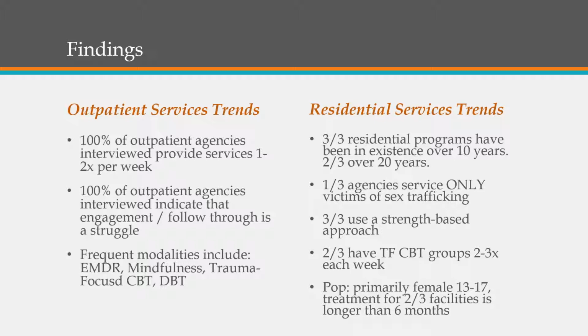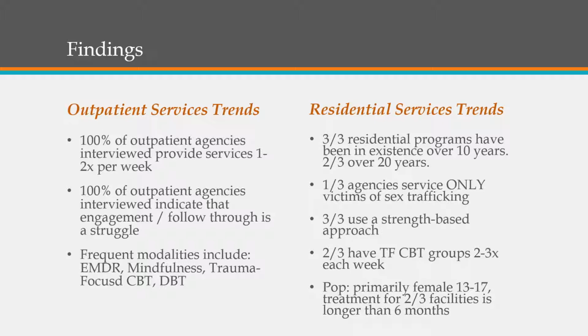Some trends noted for agencies that provide residential care. 3 of those residential programs have been in existence over 10 years, 2 out of the 3 of those for over 20 years. Only 1 of those agencies provide services to sex trafficking victims only. The other 2 agencies provide additional residential services and support to kiddos that have other behavioral health challenges. Of those agencies that provide residential care, 3 of 3 use a strength-based approach when working with clients, and 2 of the 3 provide trauma-focused CBT groups 2 to 3 times each week.